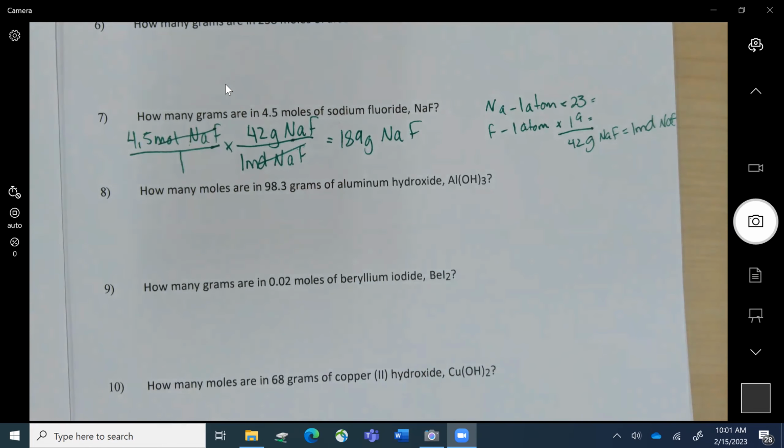All right, I'm going to give everyone 2 minutes to try number 8. So I want you guys to try number 8, and then we will go from there to more stoichiometry. All right, so 2 minutes. Go ahead and everyone give that a try.